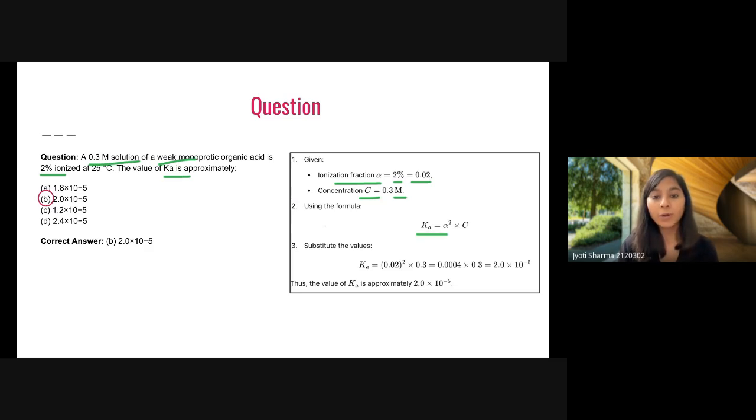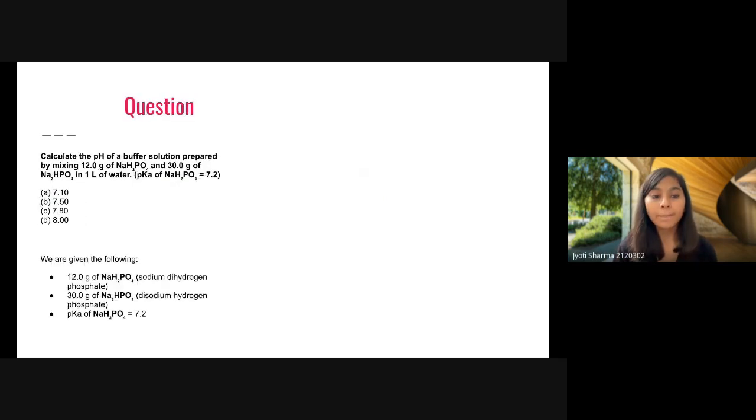And here we have the formula. If it is monoprotic, meaning it gives just one H plus ion, then the equilibrium constant for acid Ka is equal to alpha squared multiplied by C. And this is how you can calculate it, and the value will be 2 multiplied by 10 raised to the power minus 5. If you have any problem, you can write in the chat box. Otherwise, I will try to cover as much as possible today in the summary session.